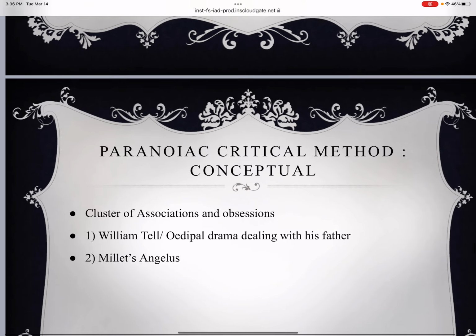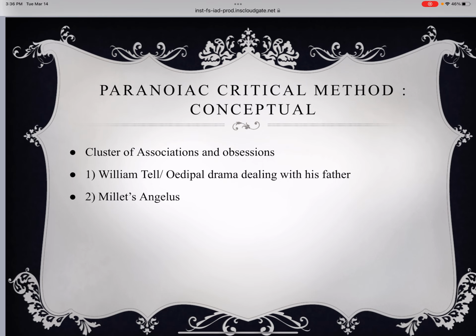Okay. All right, guys. So that was the double image portion of it. Now, remember I said the PC method was also conceptual. And I told you in class that we're going to look at clusters of associations and obsessions. In particular, we're going to look at William Tell and the Oedipus drama that gets merged together, and also Millet's Angelus. So those two things are what are going to be discussed in this portion. I might have to make another video, because I don't want to make this one too long. So I'll go over William Tell and the Oedipal drama, and then I think I'm going to do another video just to finish this one out.